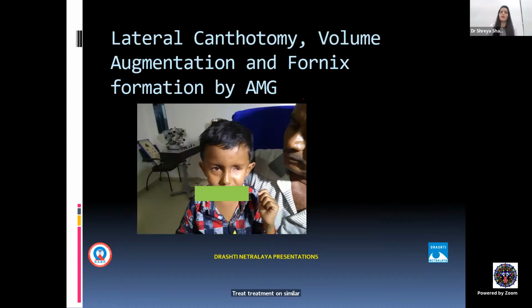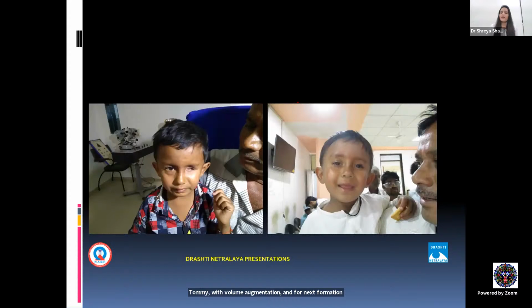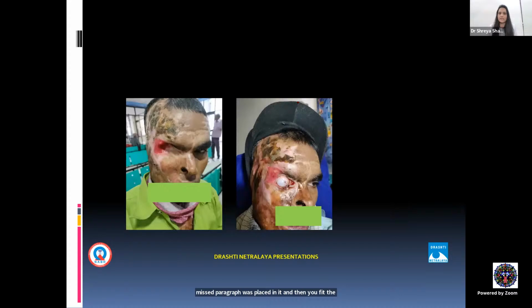But in this baby, if you see, in this patient, we did lateral canthotomy with volume augmentation and fornix formation by amniotic membrane graft. So the dermis fat graft was placed in it, and then you fit the prosthesis so you can give at least some cosmetic correction. But this kind of patient needs extensive treatment. That was acid burn and alkali burn. And then we could not save the eye, but we could do something.